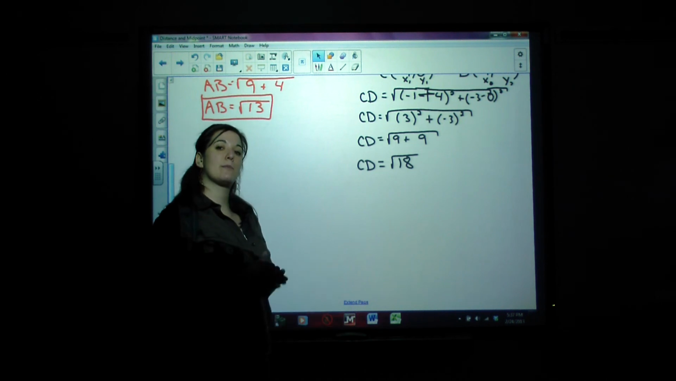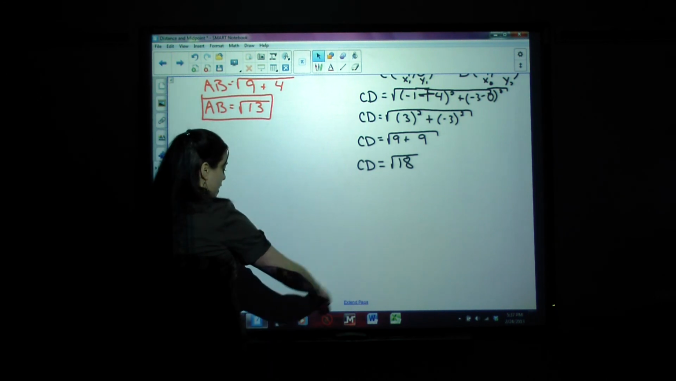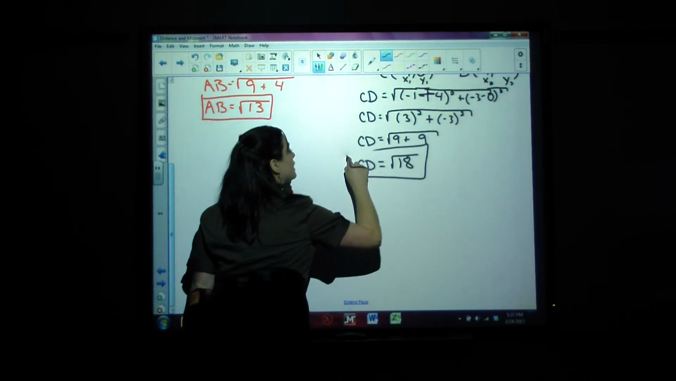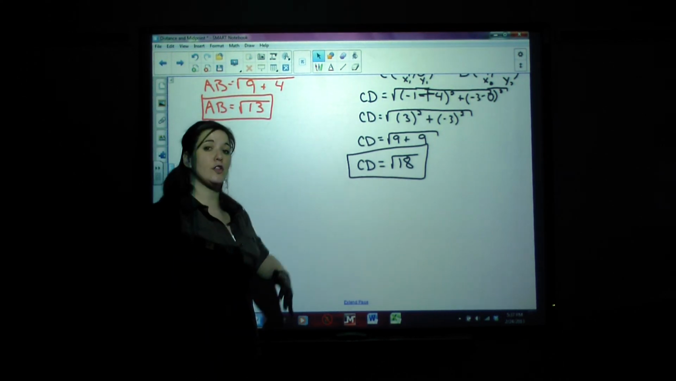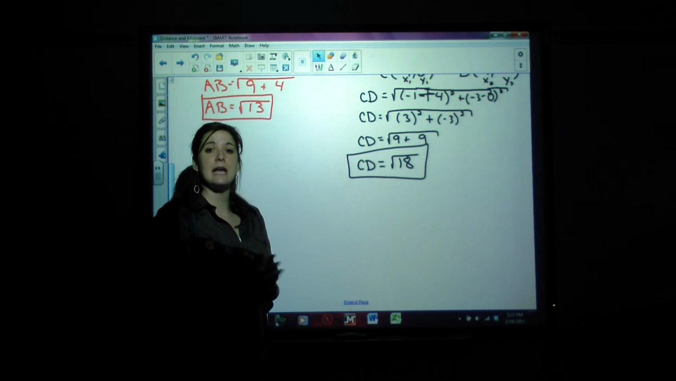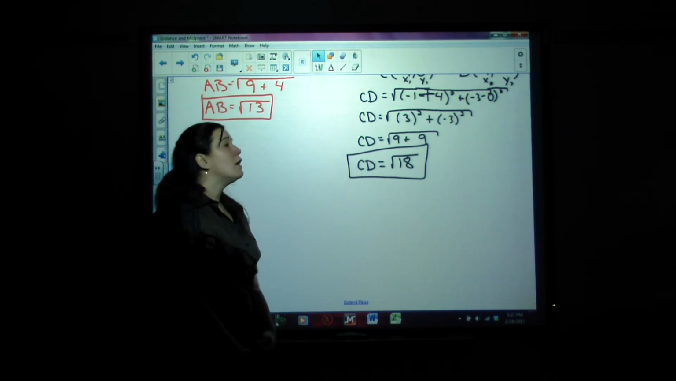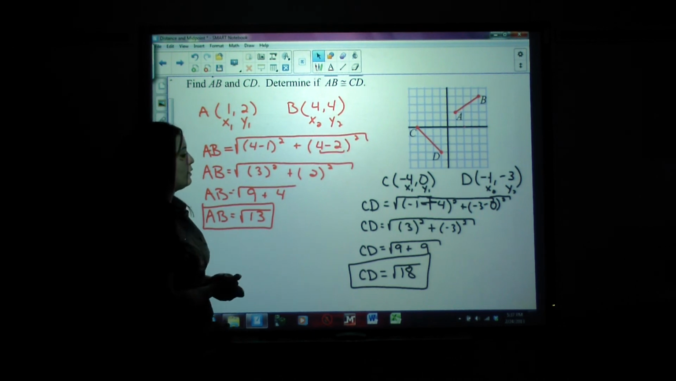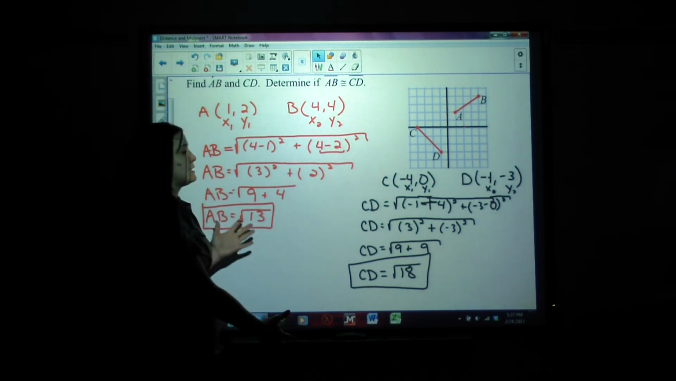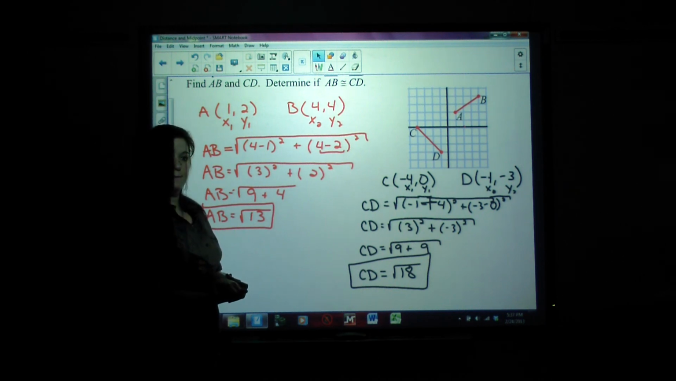You can find the decimal approximation if you want, but if we notice, this one was root 18, this one was root 13. Are those identical? Are they congruent? Are they of the same length? The answer is no. These two segments are not congruent. They do not have the same length. And we use the distance formula to prove that.